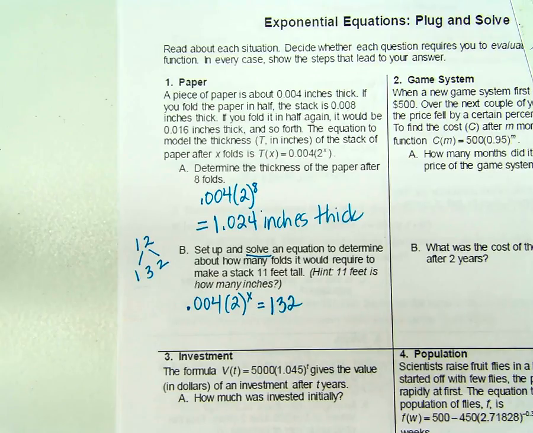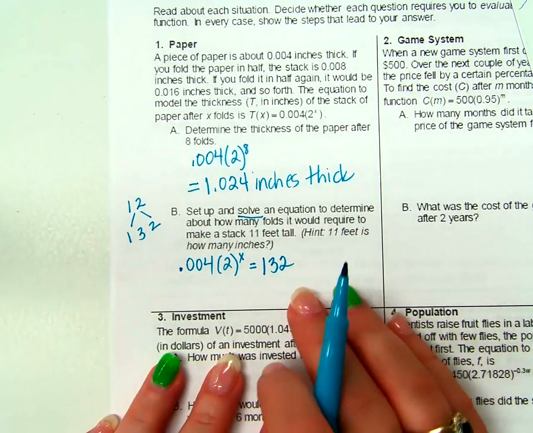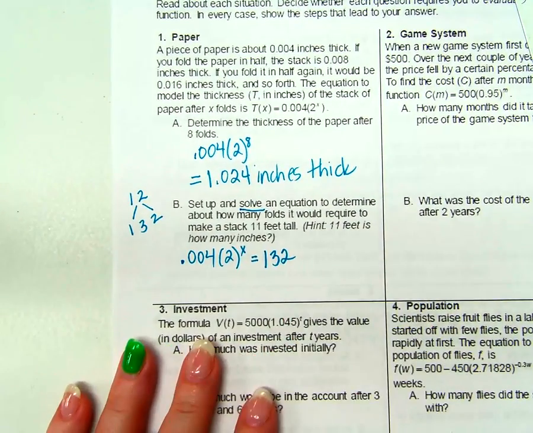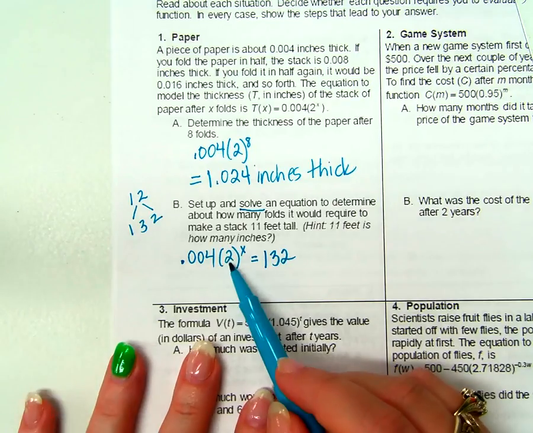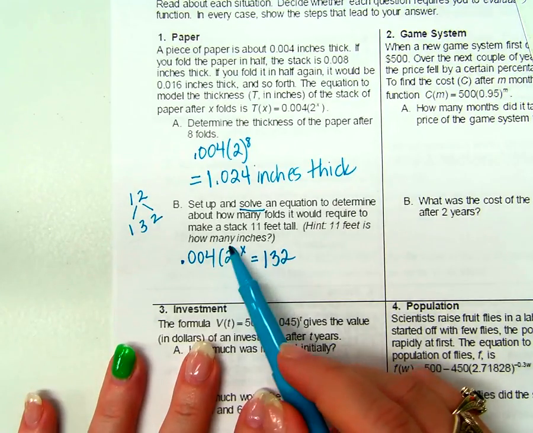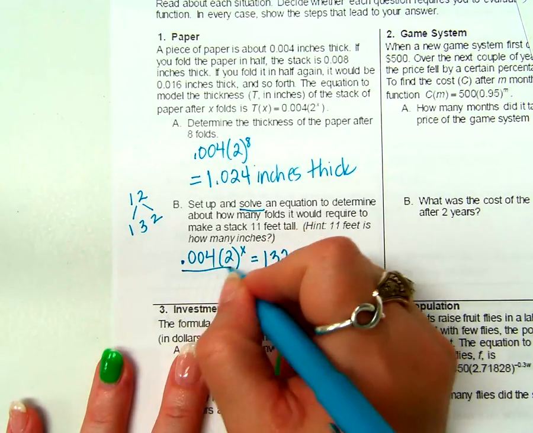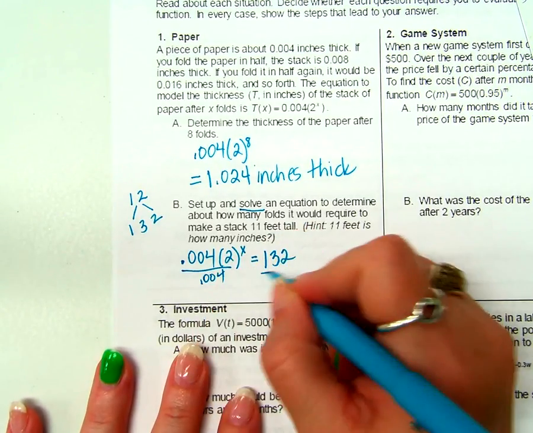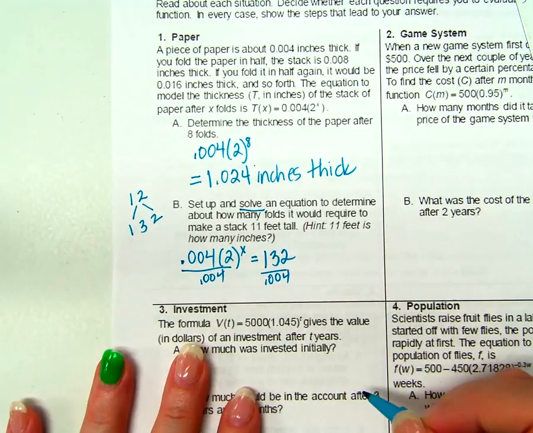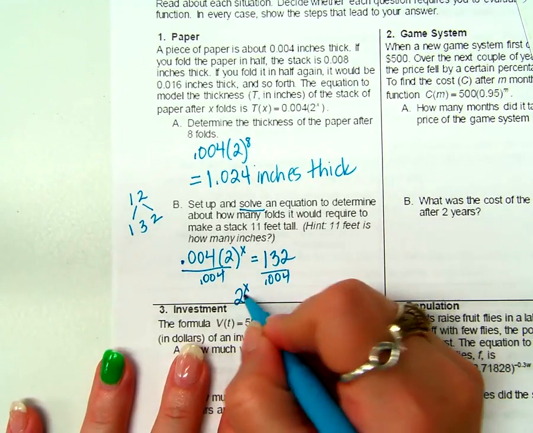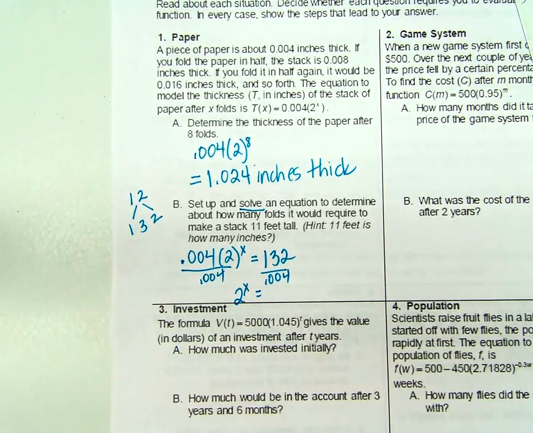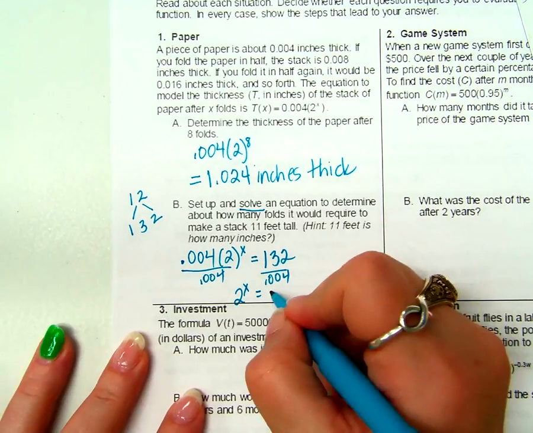Okay. So how do we solve this equation? How do we go about solving it? You have to get the x on the other side. I have to isolate the x, right? This is where the x is right now. What's with this x? Very good. 0.004. So 2 to the x power equals what? Yeah, 132 divided by 4 thousandths. What is that? 33,000.